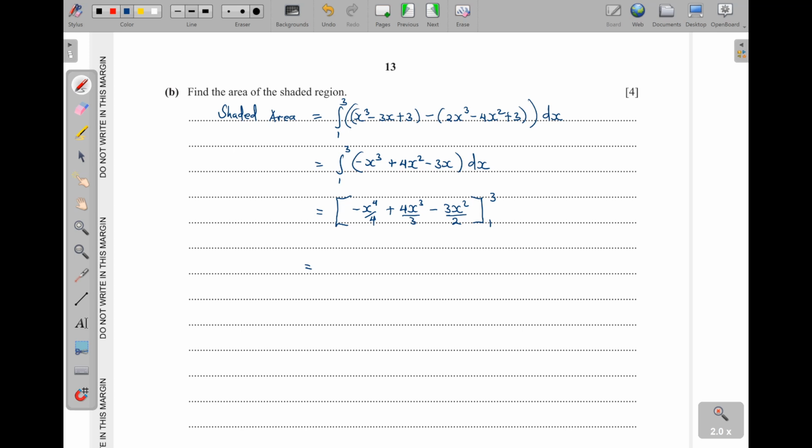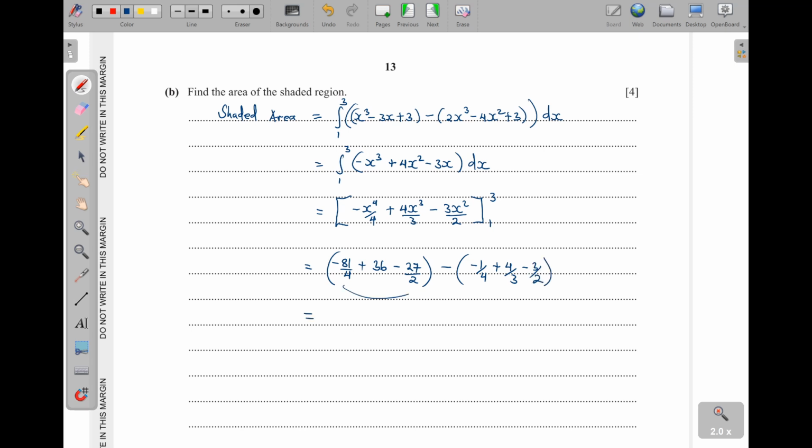So let's put the first one, 3 power 4, that is 81, over the 4, and then 3 power 3, that is 27. 27 divided by 3 is 9, 9 times 4 is 36. Then 3 squared is 9, times 3 is 27, over 2. Then we put a minus, and then we go to the lower limit. So put 1 everywhere, that will be negative a quarter, plus 4 over 3, minus 3 over 2.